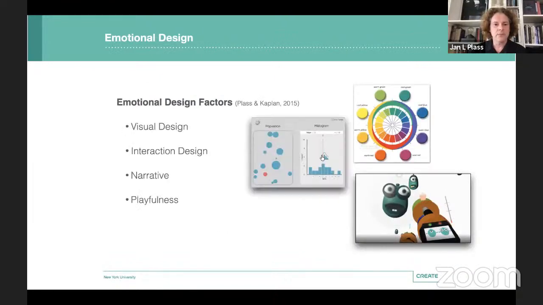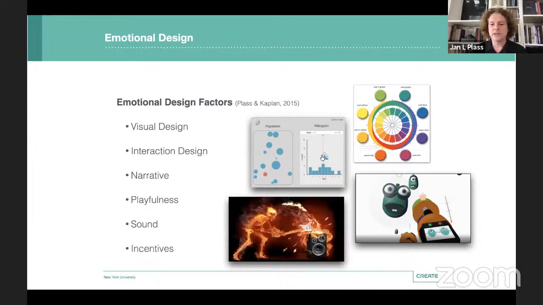Emotional design can be induced in many other ways. Here are some design factors: the visual design, the interaction design, the narrative that you already heard about in previous talks, the playfulness, the sound, and the incentives. And so there are many different ways that still need to be investigated on how to do emotional design in games and in other learning materials.